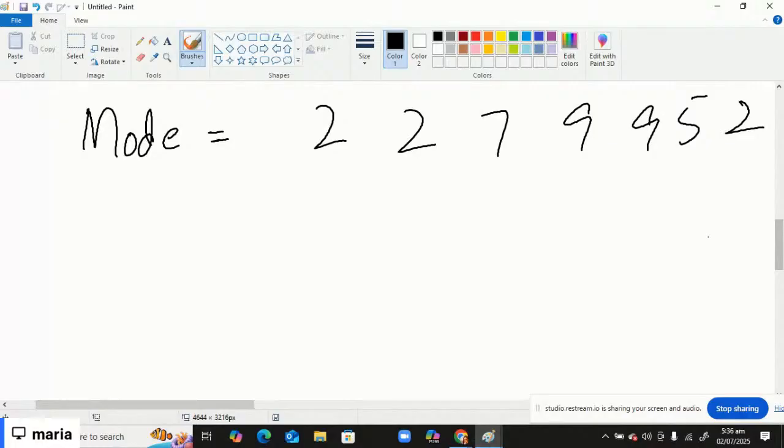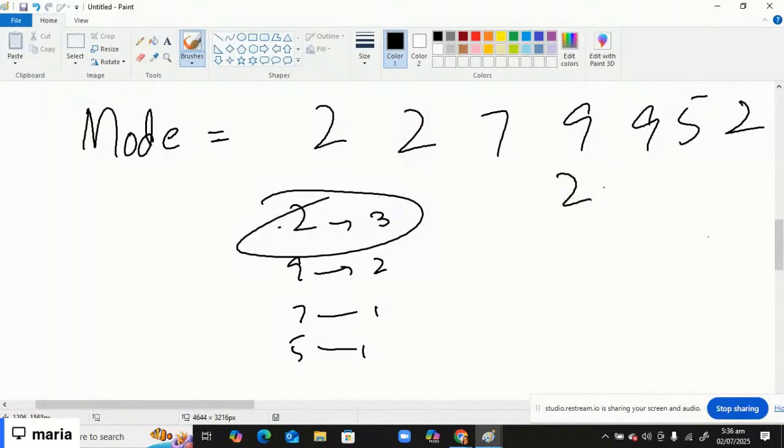For example, 2 is here 3 times, 9 is here 2 times, 7 is only 1 time, 5 is only 1 time. So which appears the greatest number of times? 2. So 2 is your mode. That's it. We're going to check it this way.